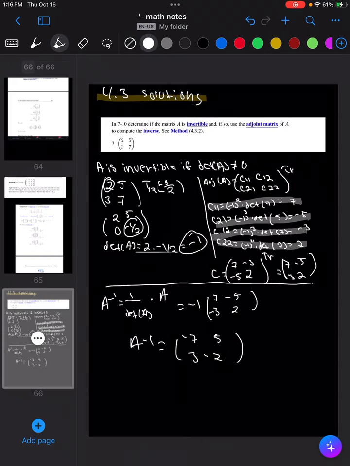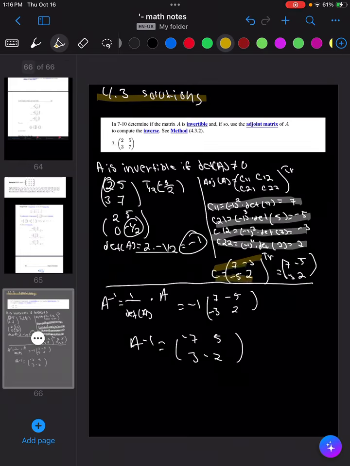And so the adjoint matrix also states that it would be the transpose of these corresponding entries. So before the transpose, we would get this matrix right here, where 7 would go into row 1 column 1, -5 would go into row 2 column 1, -3 would go into row 1 column 2, and then 2 would go into row 2 column 2. The transpose would be the following matrix right here.